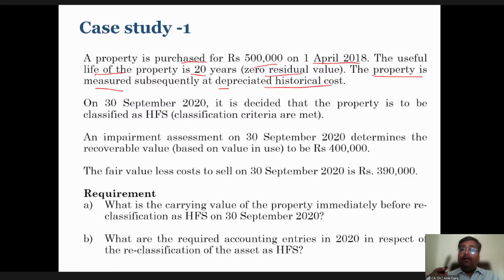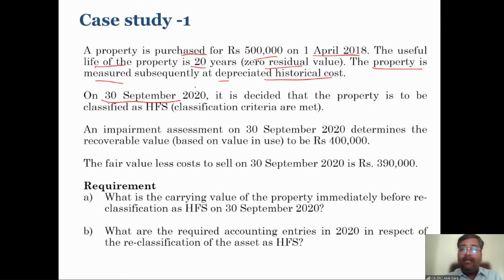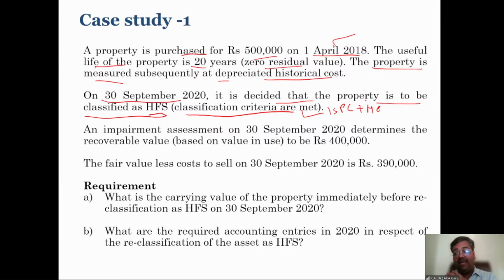On 30th September 2020, it means 1st April 2018 property was purchased, 31st March 19 one year, 31st March 20 second year, and 30th September 20 means after 6 months. So after 2 years and 6 months, it is decided that the property is to be classified as HFS. Why? Because the classification criteria are meeting. What are the classification criteria? ISPC plus HP was meeting, and hence it was decided to classify this property as held for sale, right? And this classification means it is moving from Ind AS 16 to Ind AS 105. It is moving from non-current to current.